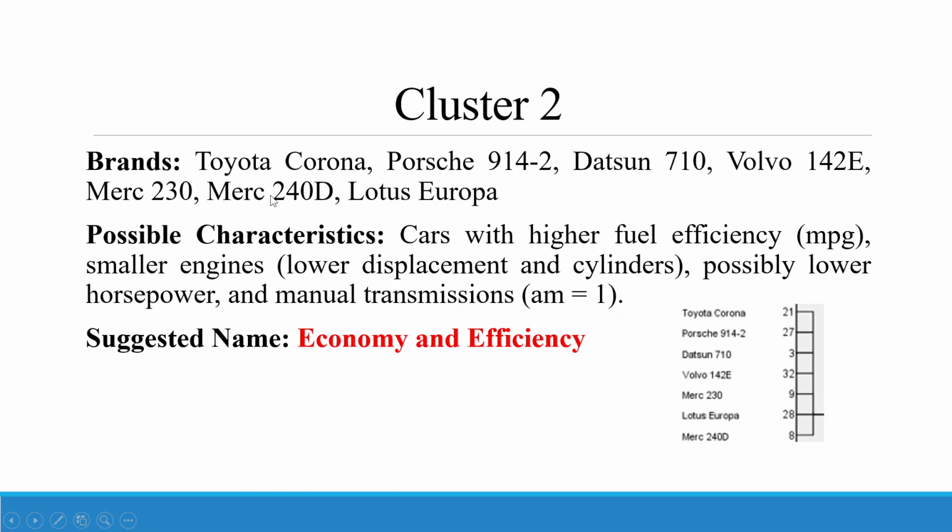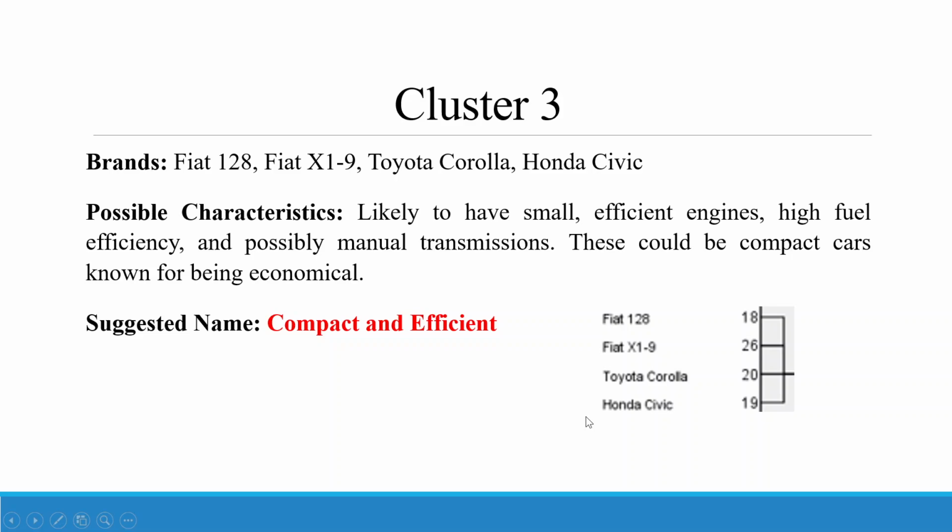Cluster 2: Toyota Corona, Porsche, Datsun, Volvo. Possible characteristics: cars with higher fuel efficiency, smaller engines, possibly lower horsepower and manual transmission; economy and efficiency. Cluster 3, these are the brands. Possible characteristics: likely to have small efficient engines, high fuel efficiency and possibly manual transmissions. This could be compact cars known for being economical, compact and efficient.